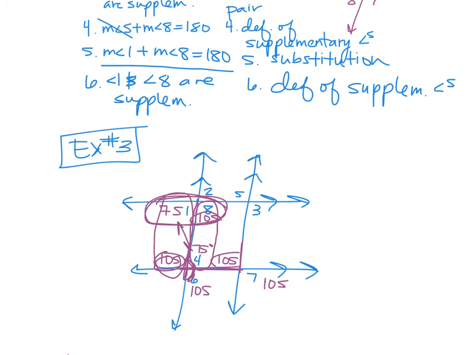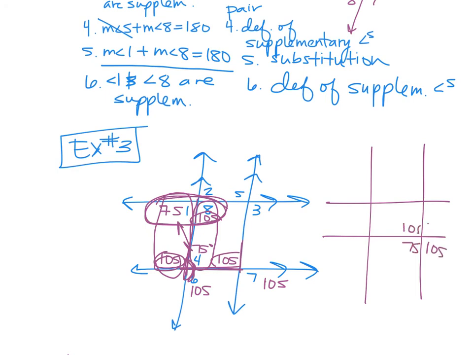So in this picture, I'm going to just redraw it real quick. You have 105, 75, 105, 75, and that just keeps going all the way around. Right? So even when there are two sets of parallel lines, there are still only two values for those angles. So this would be 75, 75, 75, 75, and the rest would be 105. Okay? Questions on that?